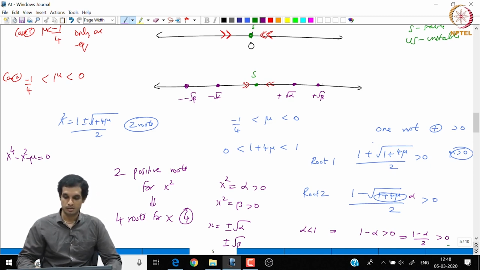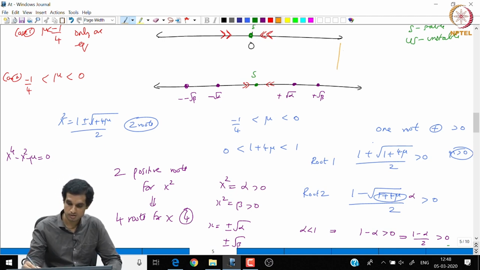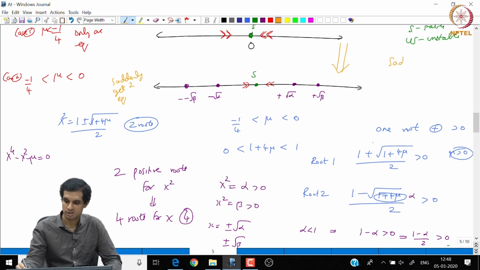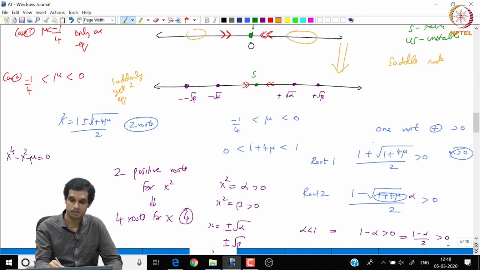So, again this typically, if you see, from nowhere we suddenly get two equilibrium. So, we suddenly get two equilibrium from nowhere. So, again it is a signature of a saddle node bifurcation. So, we didn't have any equilibrium, and suddenly we are now getting two equilibrium. So, this is the signature of a saddle node.